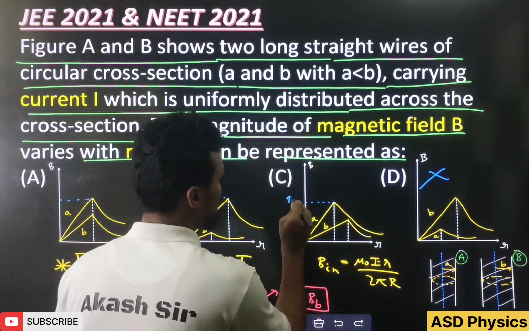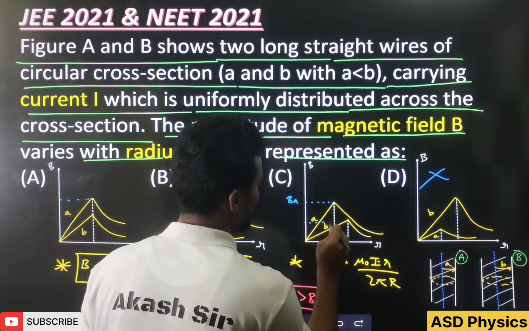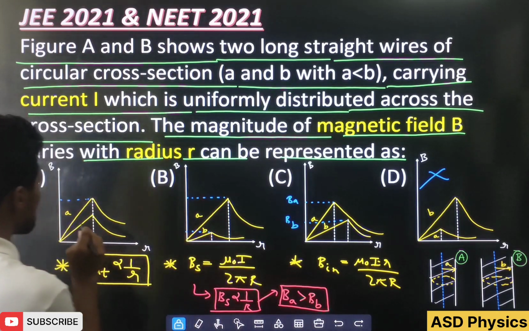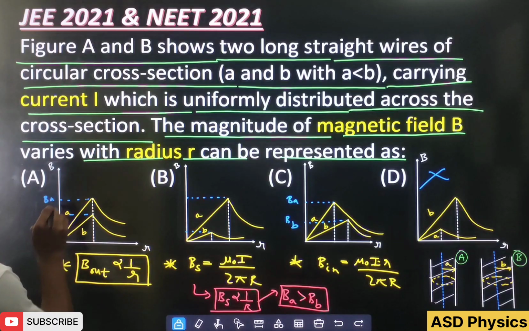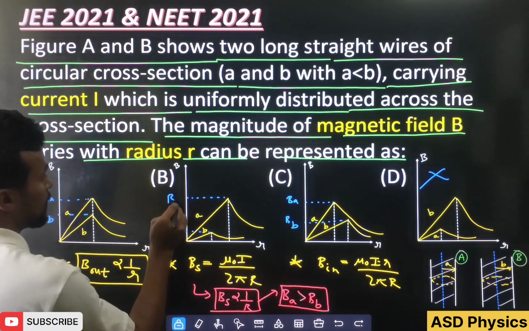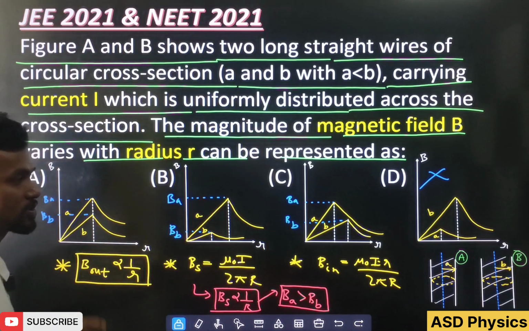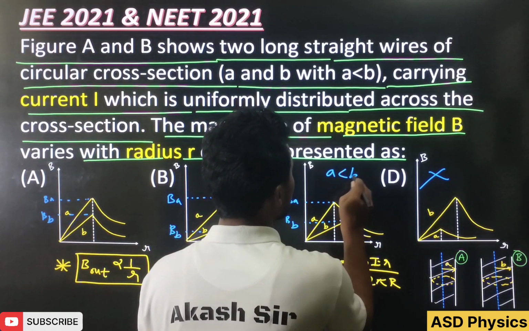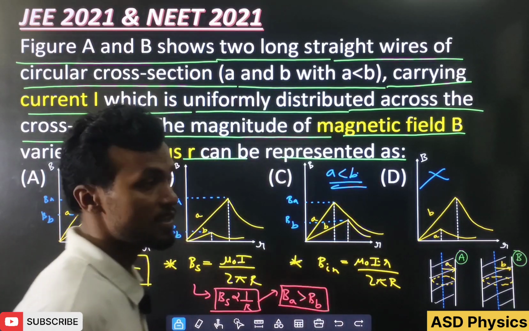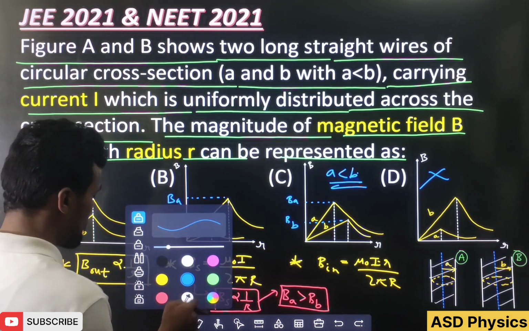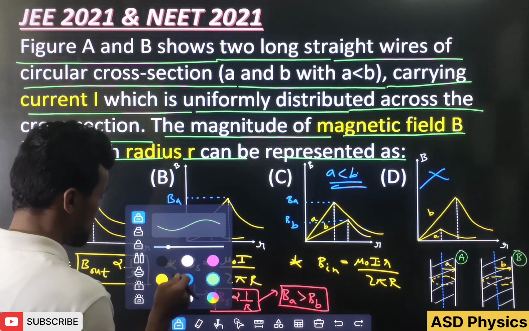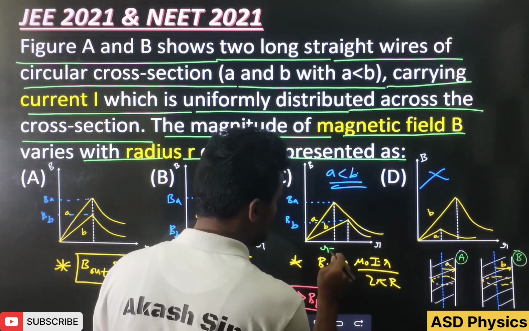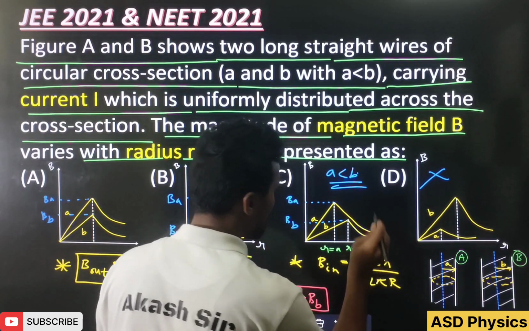Now see here, this is the magnetic field due to wire A, and if I draw here, this is the magnetic field due to wire B. In the same fashion here also, this is BA, BB. Here BA, BB. Three possibilities are there. After that, you know very well a is less than b, radius is there. So here you can see very well, this is R equal to a, here R equal to b.